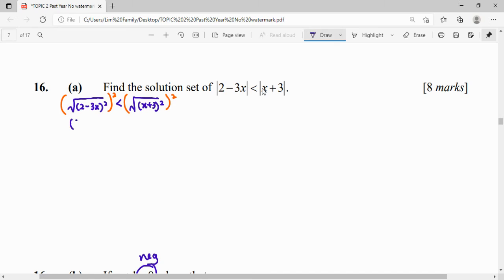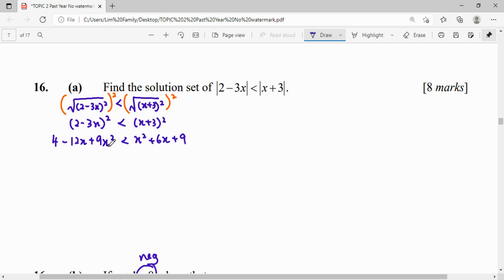So what we have left here is (2 minus 3x) squared and (x plus 3) squared. Okay, so then we expand this. It will be 4 minus 12x plus 9x squared, and then this will be x squared plus 6x plus 9. Then we're meeting a situation of quadratic inequalities.